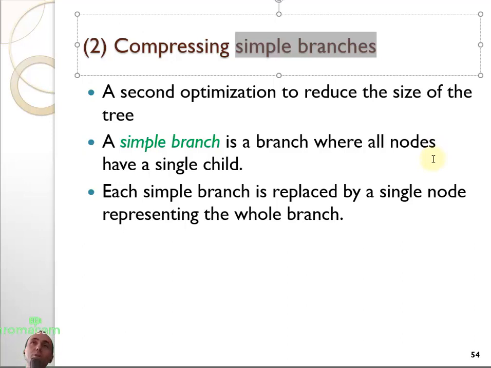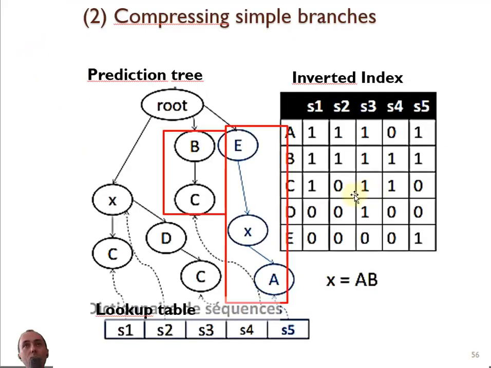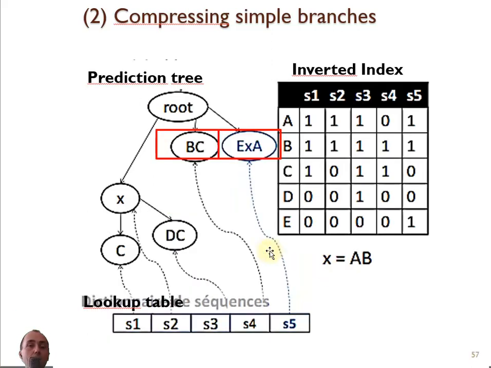Okay, so let me show you with an example. So here in the tree, there are some branches where each node has only one child. So B has a child C, and there's no other child. E has a child X, has a child A, and doesn't have any other child. So these are the simple branches. There are not many children, only always one child. So what we do, we replace this branch by a single node.